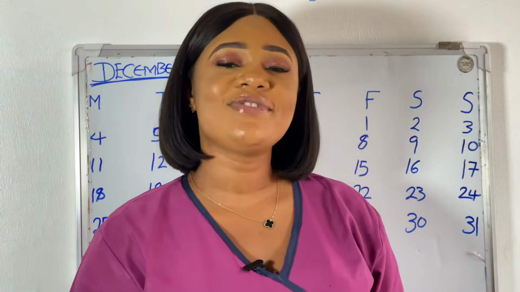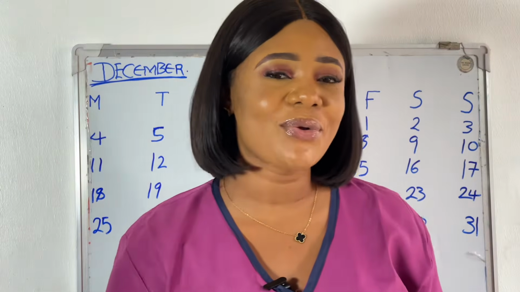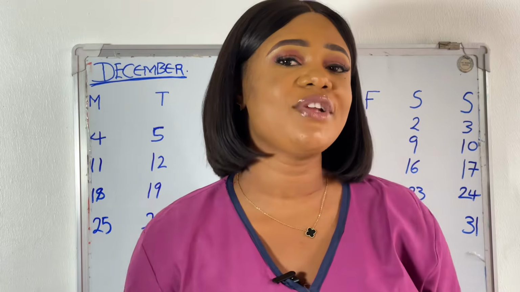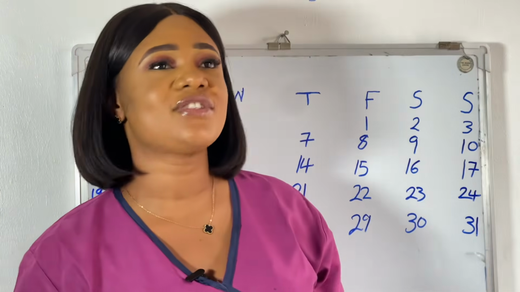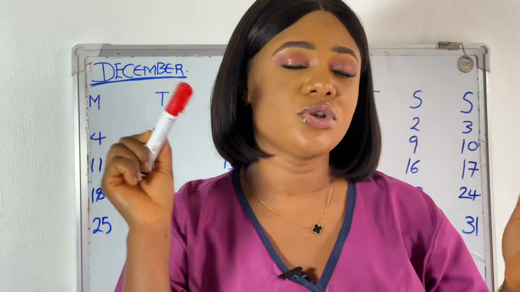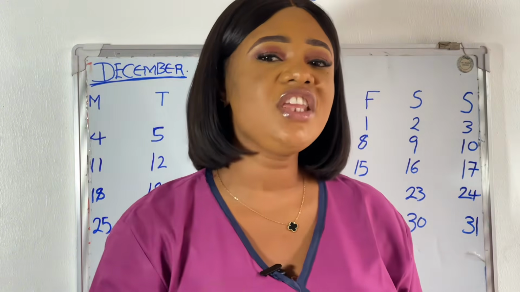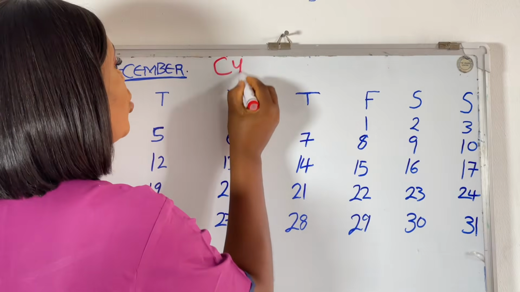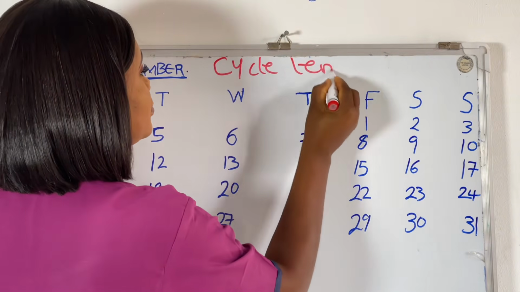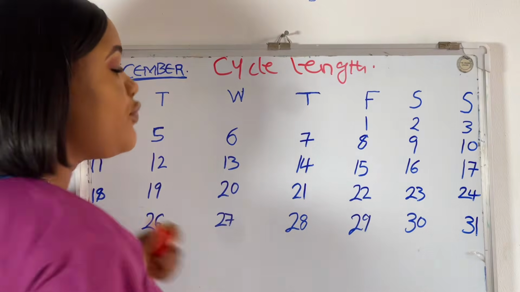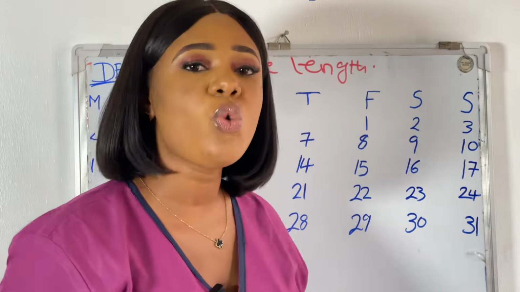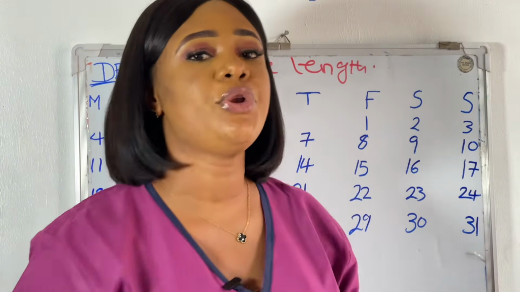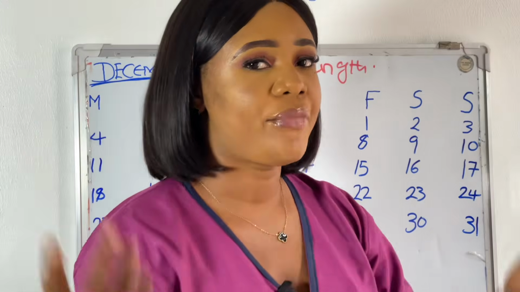So in today's video, we're going to be talking about how to calculate your safe days in order to avoid pregnancy. Also, how to calculate your fertile window. I mentioned that to know how to calculate your safe days in order to avoid pregnancy, you need to know your cycle length, guys. Yes, you need to know your cycle length. If you don't know your cycle length, there is no way you're going to be knowing how to calculate your safe days or even your fertile window in order to conceive or to avoid pregnancy.